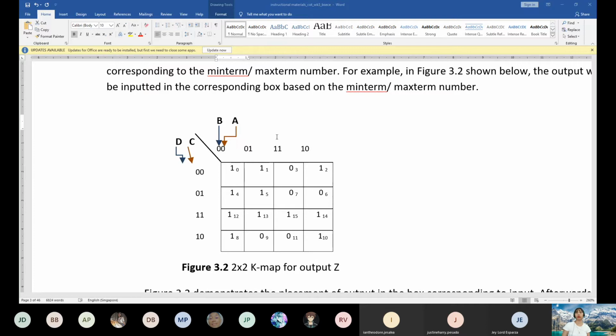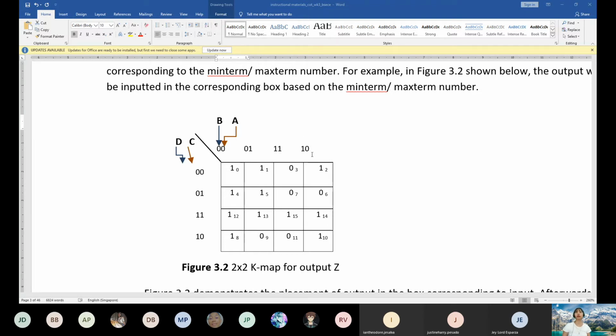So the DC correspond to the rows. This is row 0, 0, row 0, 1, row 1, 0, and row 1, 1. And the BA correspond to the columns. So this is column 0, 0, column 0, 1, column 1, 0, and column 1, 1. For DC, the first bit is C and the second bit is D. Whereas for the BA columns, the first bit is A and the second bit is B.